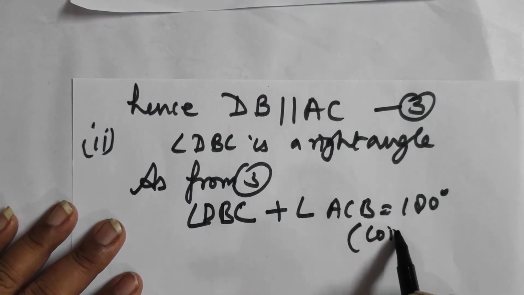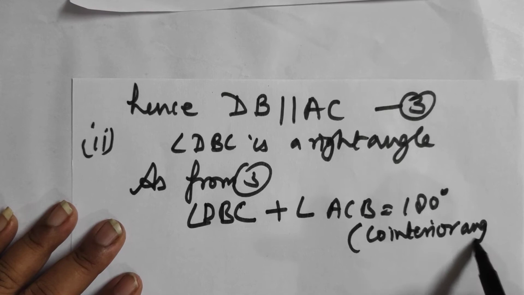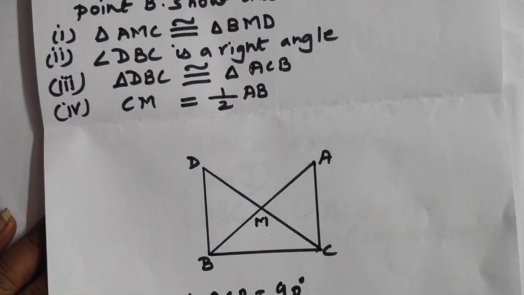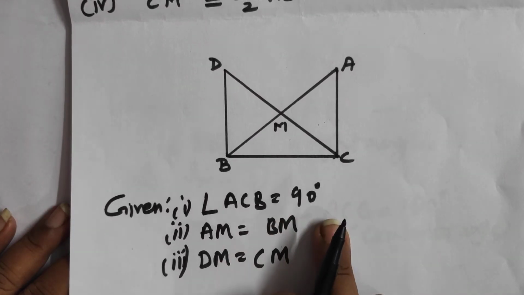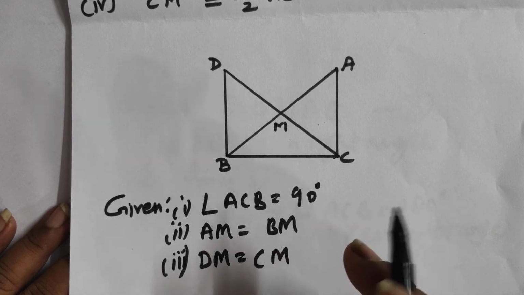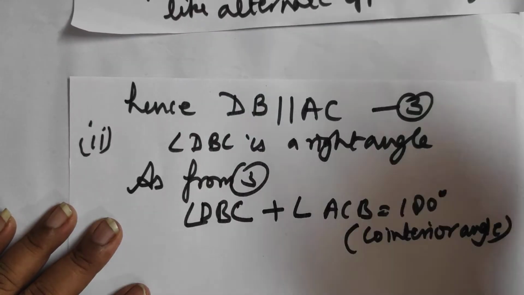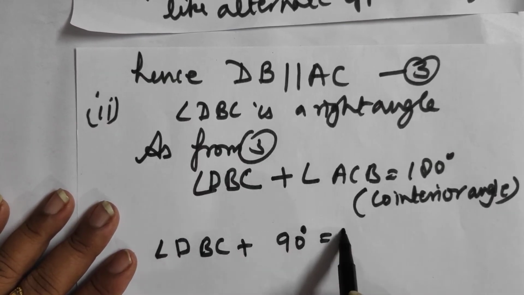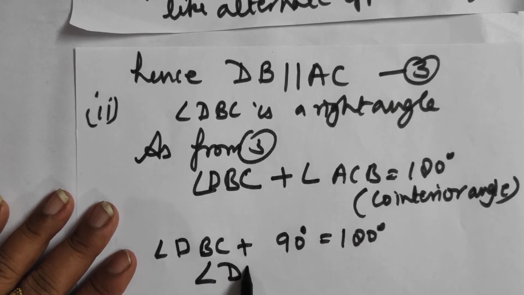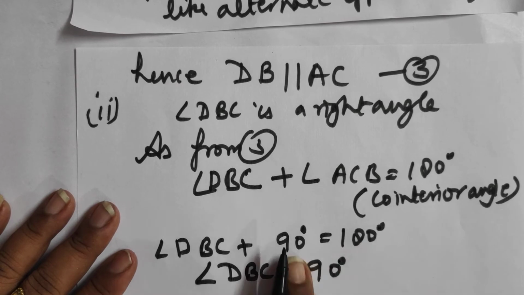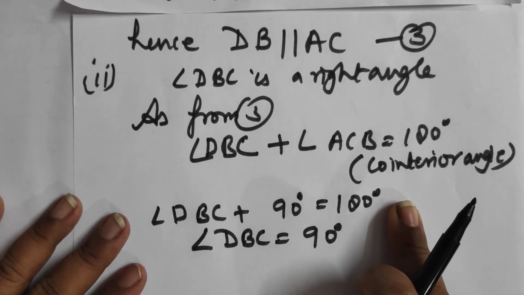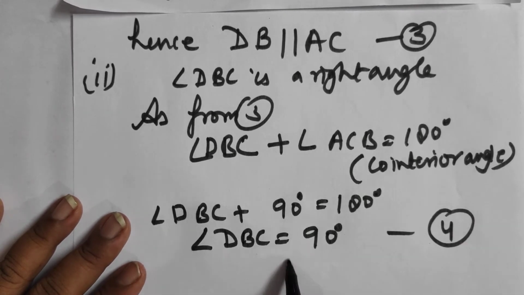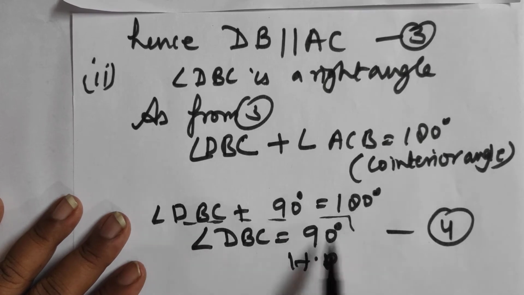So the reason should be very clear, and we know that angle ACB is 90 degree. It is already given. So angle DBC plus 90 degree is equal to 180 degree. Hence angle DBC is equal to 90 degree. 90 degree will come to the right hand side and will be subtracted from 180 degree, and we have got this. Yes, this is the fourth one. So hence proved that angle DBC is 90 degree.